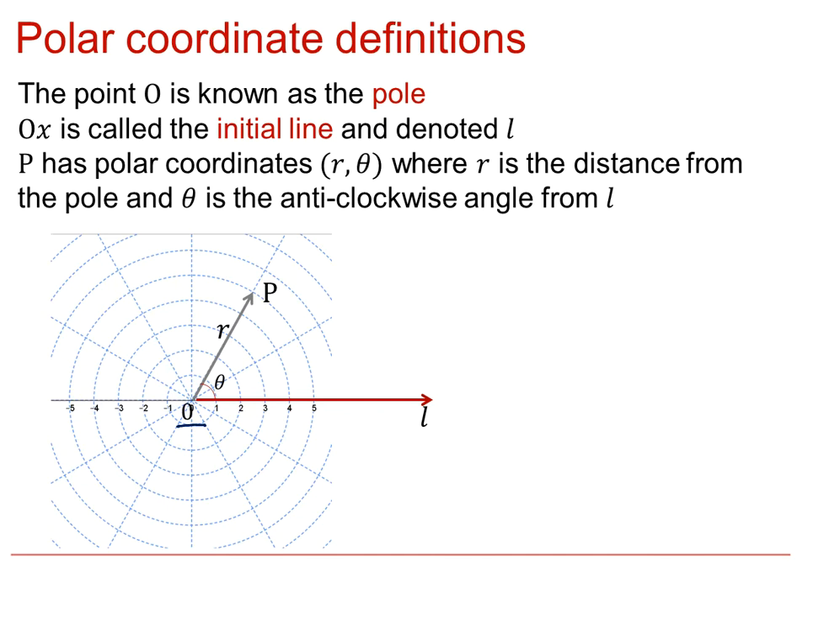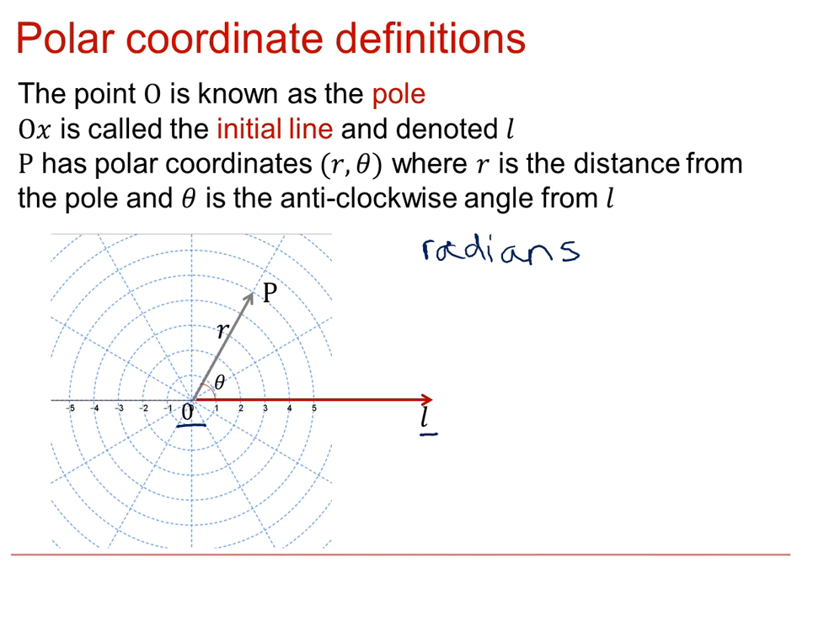And OX, the x-axis, is called the initial line and denoted as L. So the point P has polar coordinates (r, theta) as shown, where r is the distance from the pole and theta is the anti-clockwise angle from L. Note that theta is usually measured in radians. For some curves or functions, polar coordinates prove to be more useful than Cartesian coordinates.